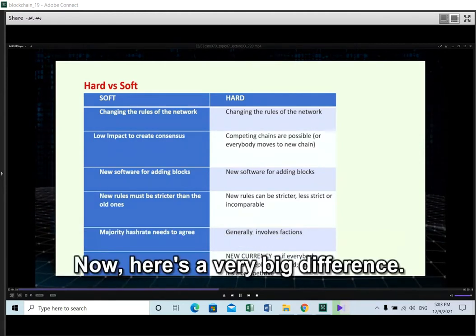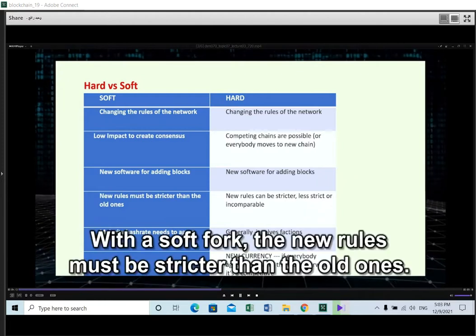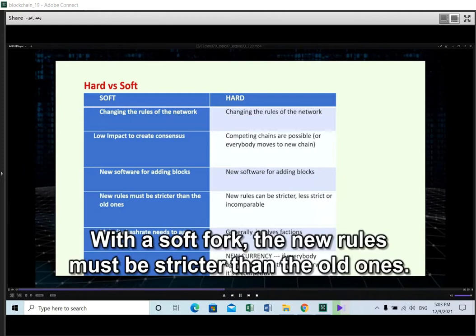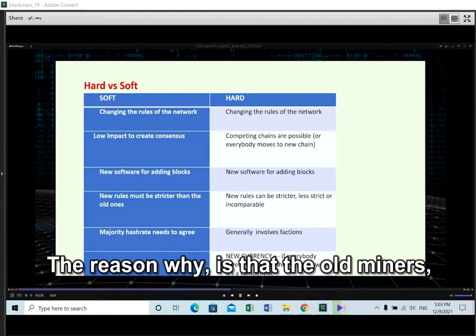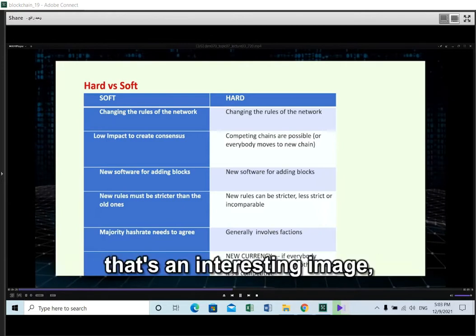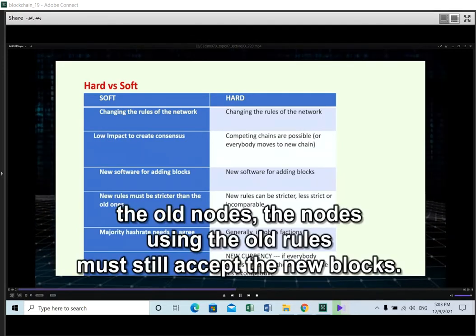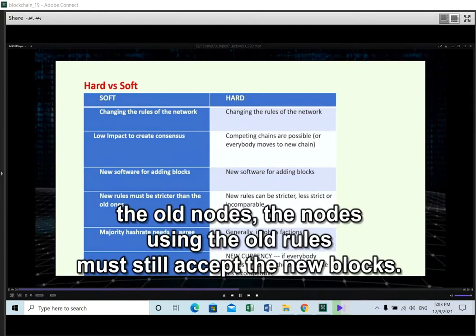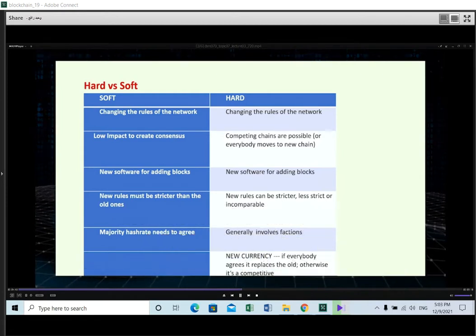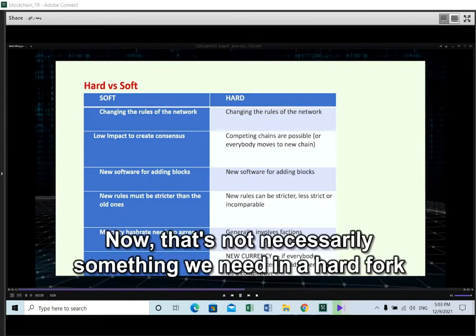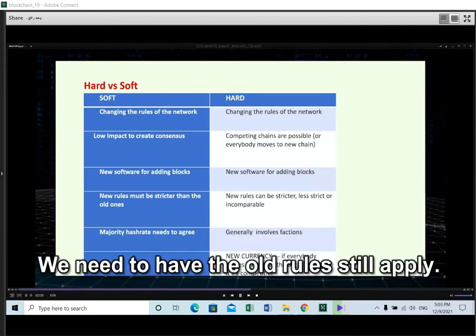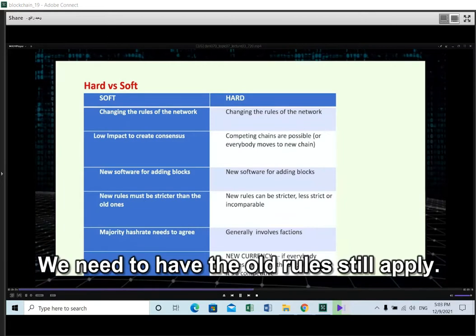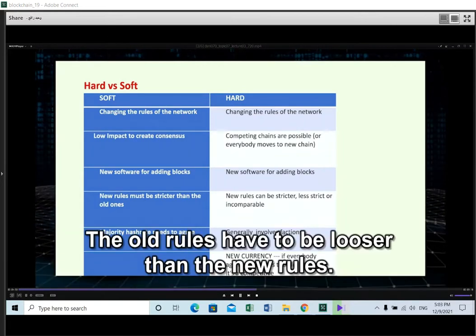Now, here's a very big difference with the soft fork. The new rules must be stricter than the old ones. And the reason is that the old nodes, the nodes using the old rules, must still accept the new blocks. That's not necessarily something we need in a hard fork, because we're going to start a new currency. But with a soft fork, if we don't want to start a new currency, we need the old rules to still apply. The old rules have to be looser than the new rules.